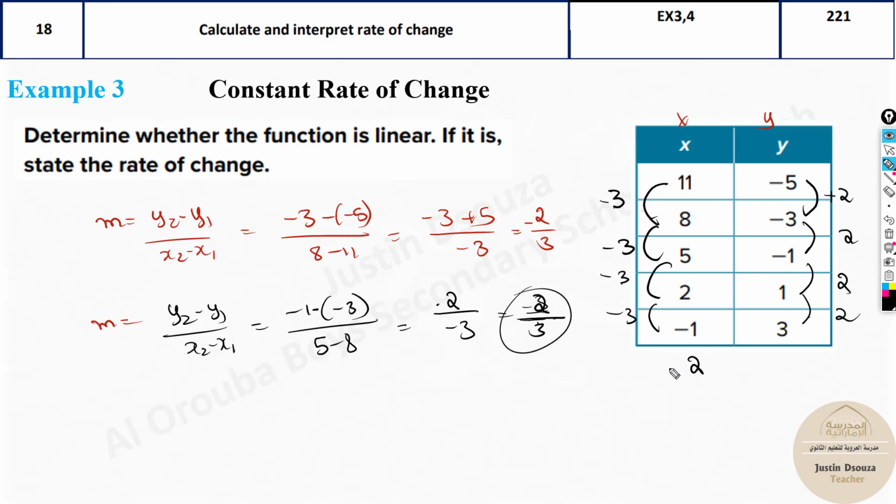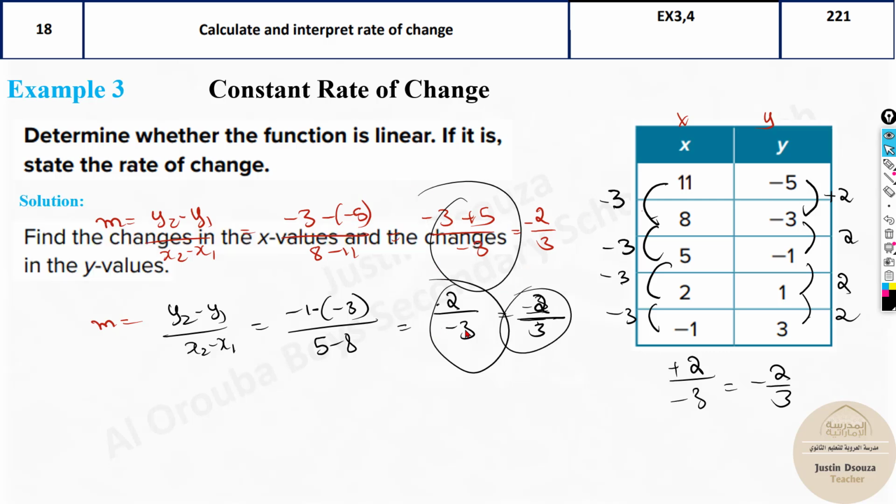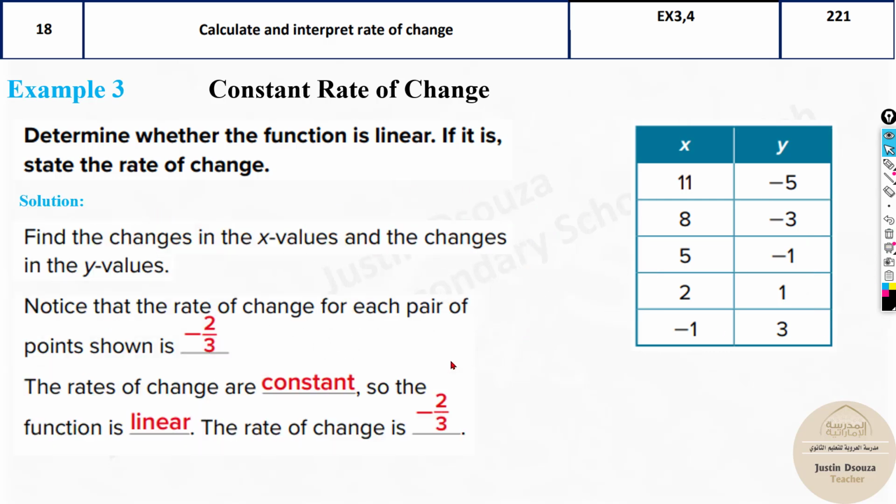So we have plus 2 divided by minus 3. So it was minus 2 by 3. Isn't it? We got the same thing over here. So this is the slope. The slope is the same throughout. Therefore, yes, this is a linear change. The rate of change is negative 2/3. So that's basically the answer. See, the rate of change is constant. Constant means the same thing throughout. Therefore, the function is linear. The rate of change, the slope, is negative 2/3.